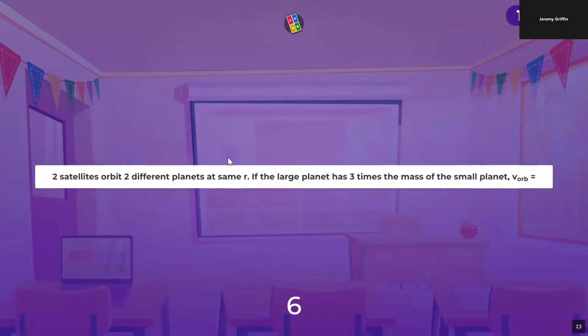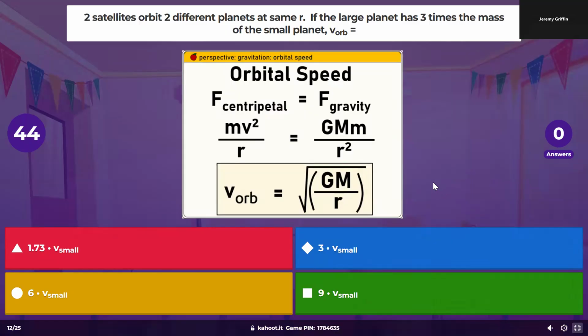Two satellites orbit two different planets at the same radial distance. The large planet has 3 times the mass of the small planet. What's the orbital speed?